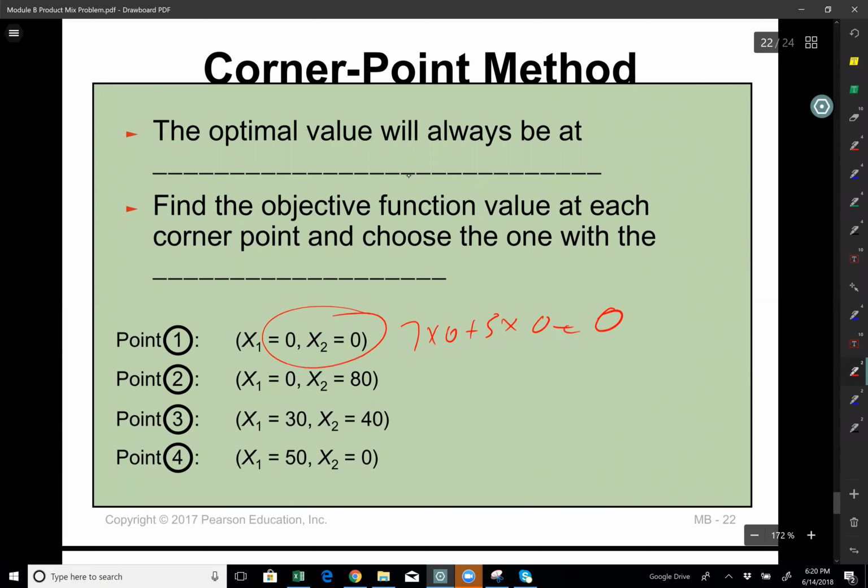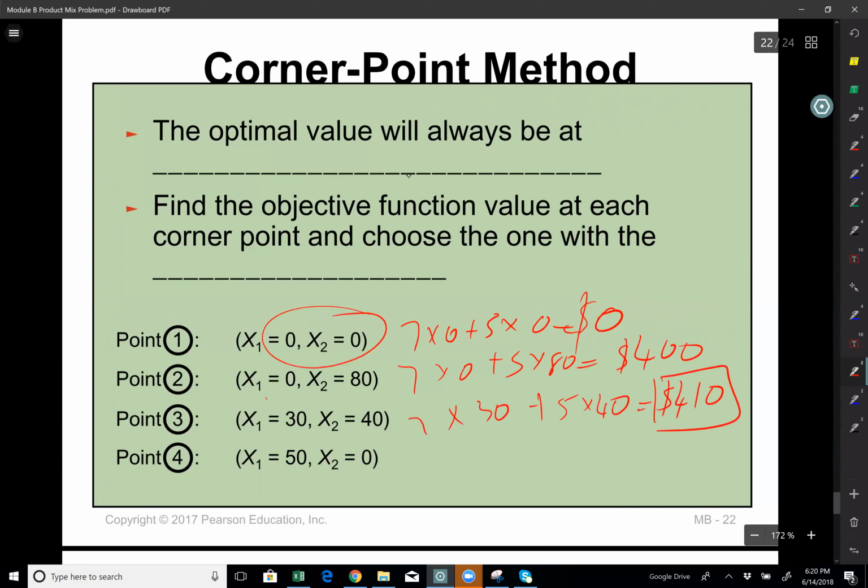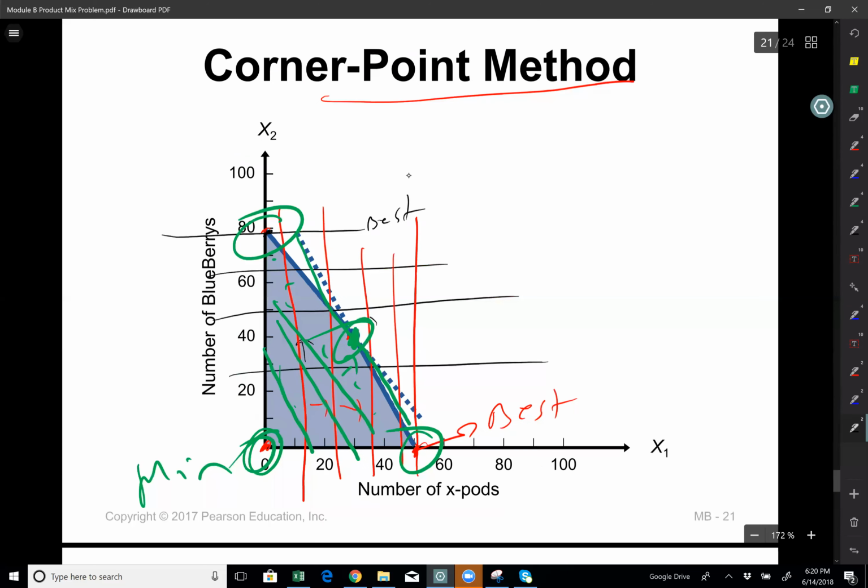Like if I plug in 0, 0, 7 times 0 plus 5 times 0 will give you 0 profit. And here, 7 times 0 plus 5 times 80 would give you $400 profit. And here, 7 times 30 plus 5 times 40 would give you $410. This is what we found with the previous method, the best solution, and we see whether that's true again. And here, 7 times 50 plus 5 times 0 will give you $350 profit. So as you see, my best solution is right here, point number 3, as we discussed earlier. All right.